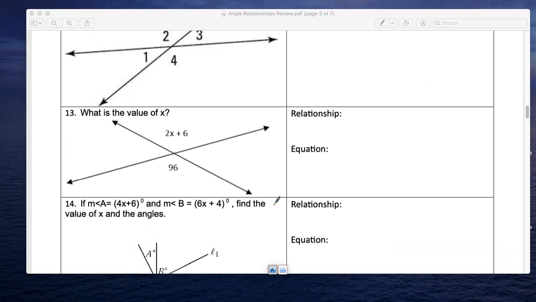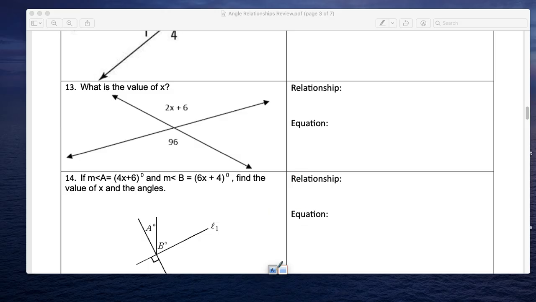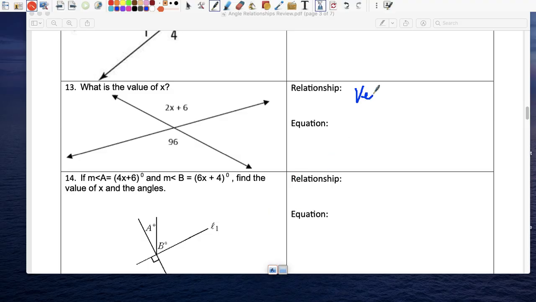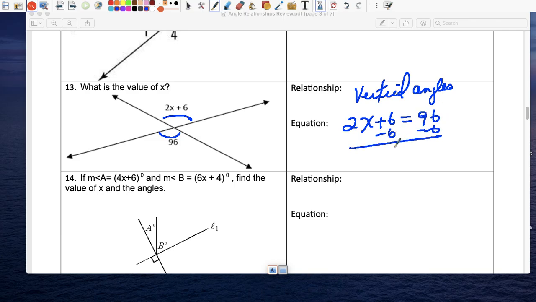13. What's the value of x? All right. Well, what's the relationship? Well, vertical angles. The vertical angles, that means they're equal to each other, right? This angle and this angle have the same exact value. So I can write that 2x plus 6, one angle on one side, is equal to the other angle. Minus 6, minus 6. 2x equals 90, divide by 2, divide by 2, x equals 45.